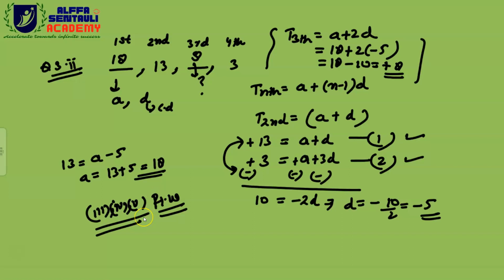Right. Now let us move to this fourth question. So what is the fourth question? Question number 4 is 3. They have given an AP, 3, 8, 13, and they are asking which term of this AP is 78. So which term? They are asking n.